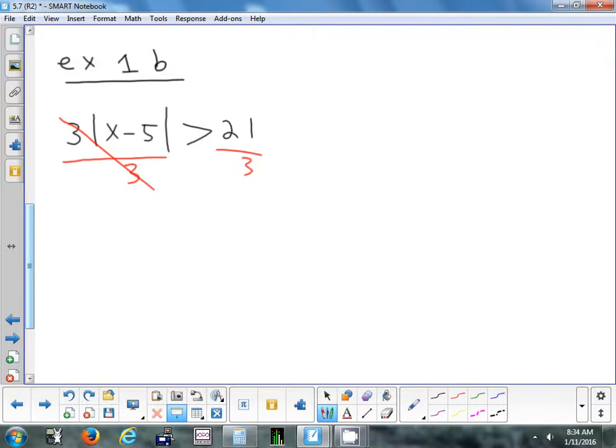Now, in this case, I divided by 3. Do I flip the sign? No. If we divided by a negative, we would be flipping the sign right now. So in this case, we don't flip it. 21 divided by 3. Michaela, can you tell me what 21 divided by 3 is? 7.